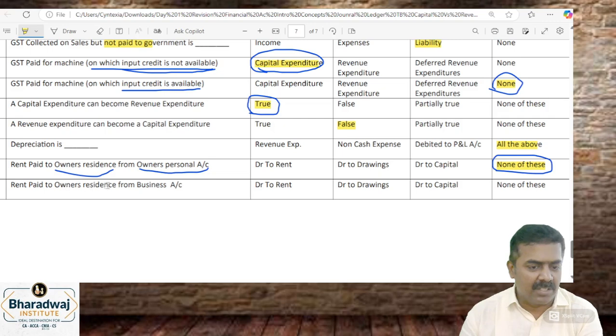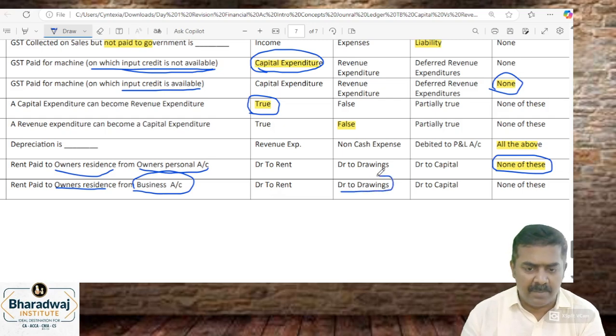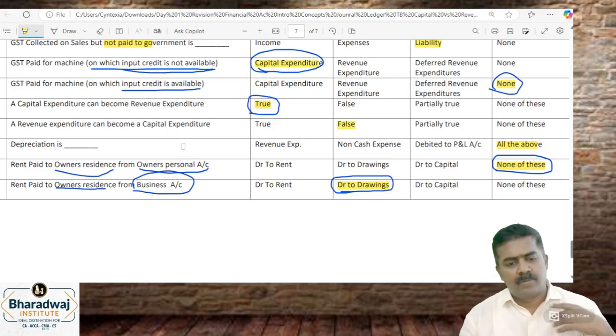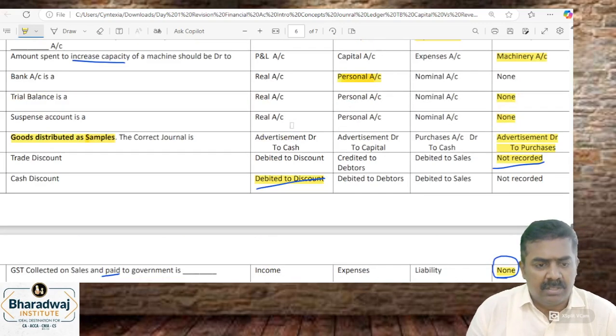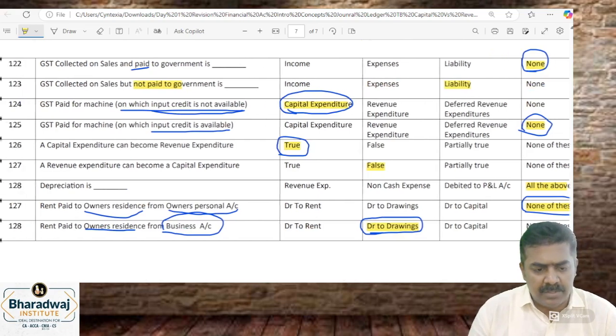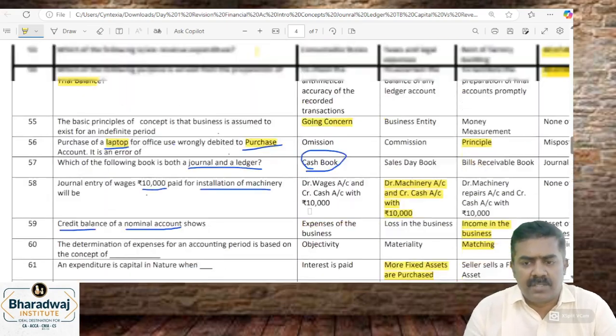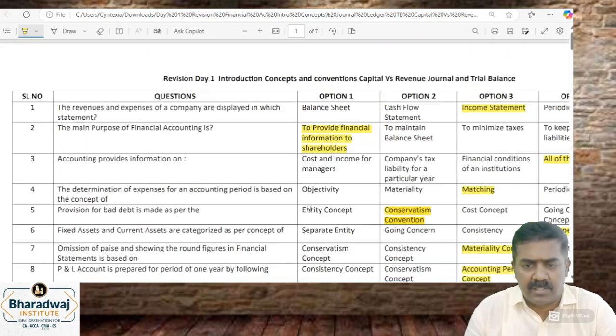Rent paid to owner's residence from business account. If it is paid from the business account to the owner's residence, it will be debited to which one? Drawings. It will be debited to drawings. So how many questions have we done? 128 questions cover your basic concepts for today's topic.